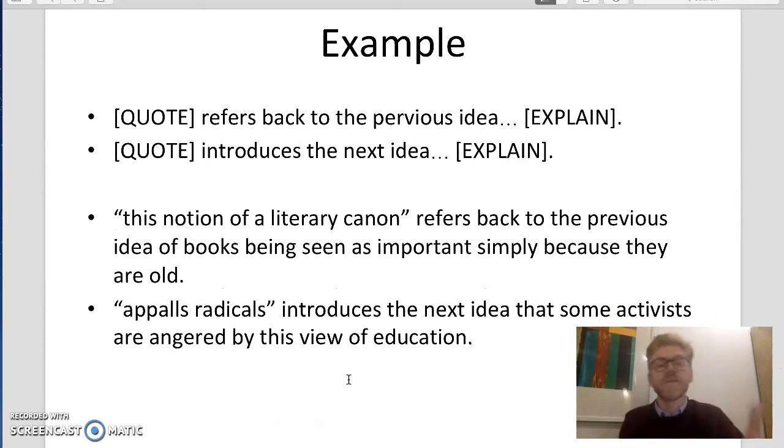So remember that we said that this notion of a literary canon, we highlighted that in blue because it referred back to the previous idea. So this notion of a literary canon is our first quote, and then we've got our little expression refers back to the previous idea, and then we're explaining what that previous idea was of books being seen as important simply because they are old. And then in our second bullet point, we've got the quote that we highlighted in green because it introduced the next idea, appalls radicals. And then we've got our little expression, introduces the next idea, and then we need to explain what that idea is, that some activists are angered by this view of education.